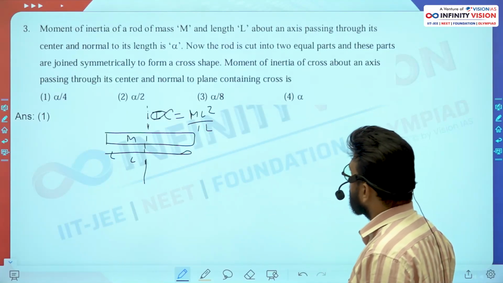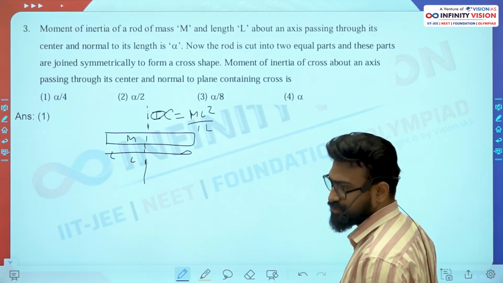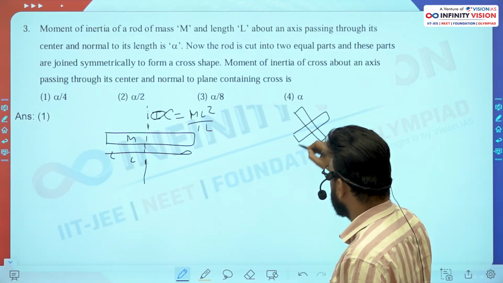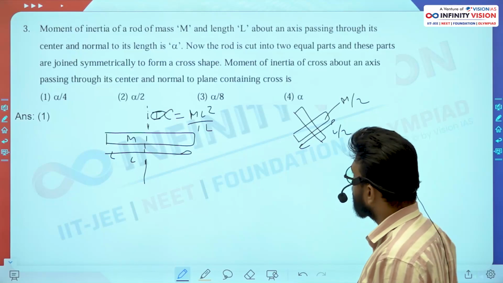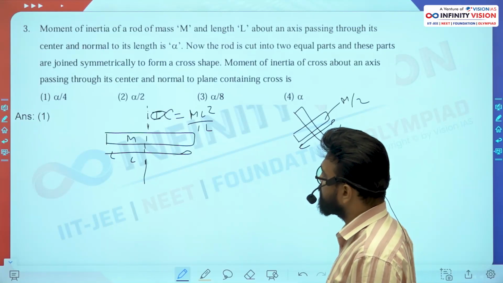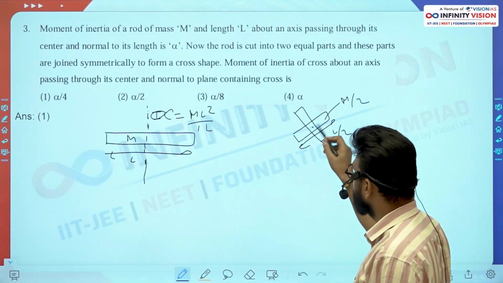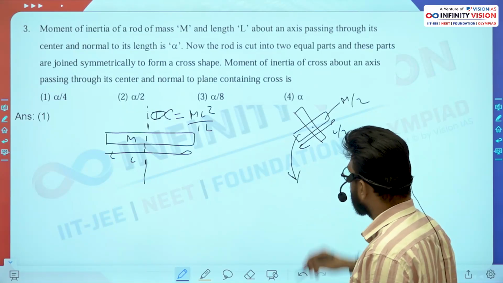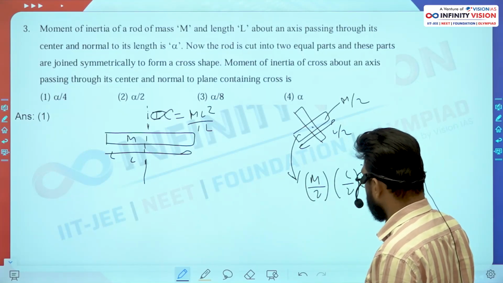Now the rod is cut into two equal parts, and these parts are joined symmetrically to form a cross shape. Okay, so cut them and make a cross shape. So each would have a length of L by 2 and the mass of each would be M by 2. Now the moment of inertia of the cross about an axis passing through the center and normal to the plane. So what would be the moment of inertia of this? The moment of inertia for a single rod would be ML square by 12. So mass is M by 2, length is L by 2 whole square by 12.